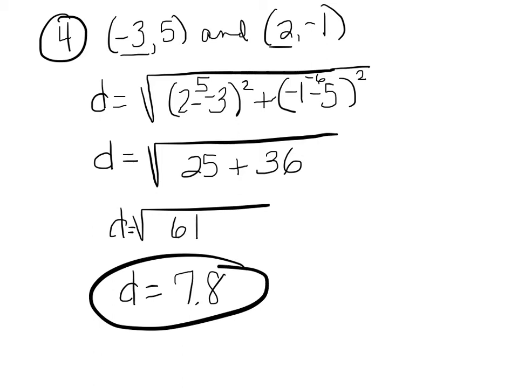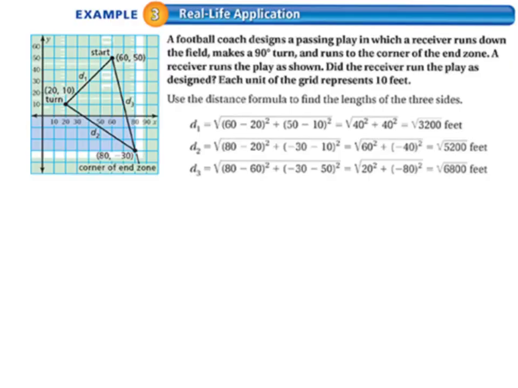Now the book, or if you're checking your answers, the book is going to leave it as the square root of 61. We have not done the radical unit yet, so you do not know how to simplify radicals. So I would be perfectly fine for you to round to the nearest tenth and give me 7.8. This example is from your book. You do not need to write this down, but this is where it gets a little difficult. This requires quite a few steps.